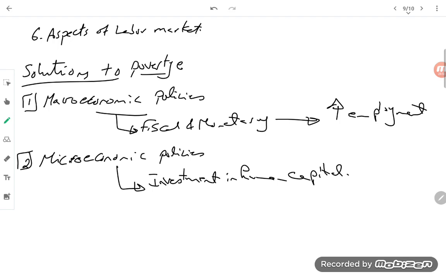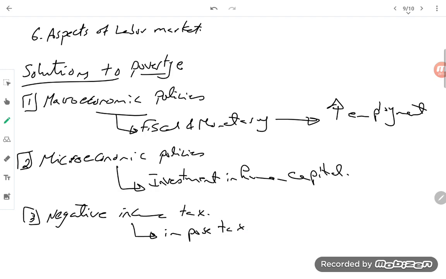Number three, negative income tax. And this is like a redistribution of income between the rich and the poor, as the government is going to impose taxes on high income people and pays money for low income people.